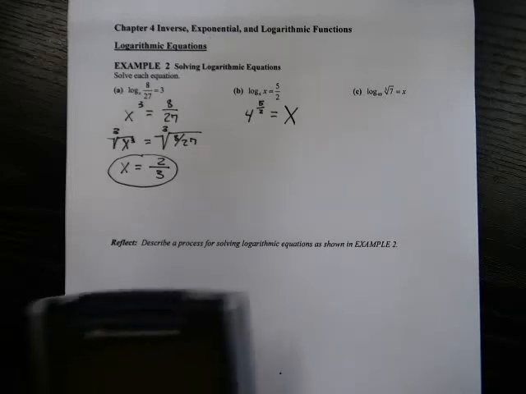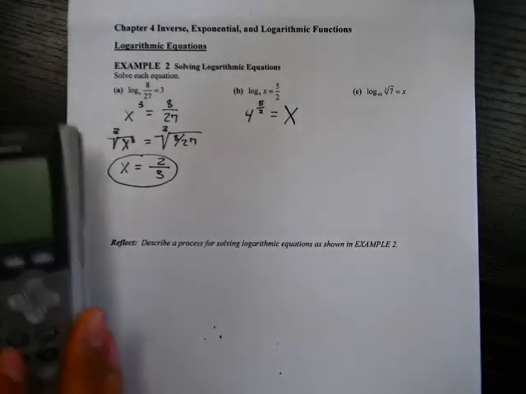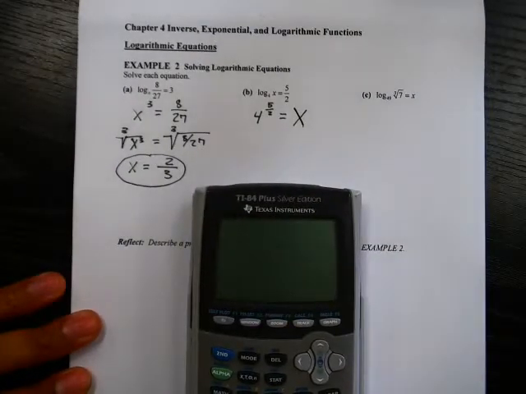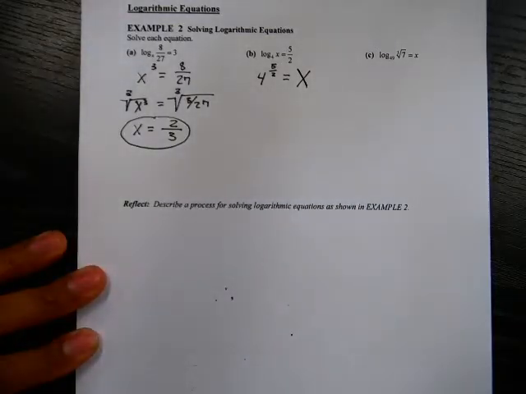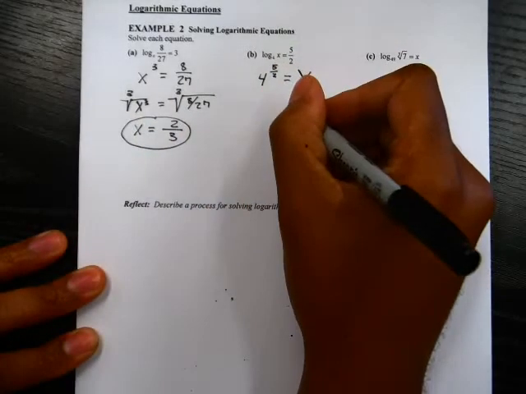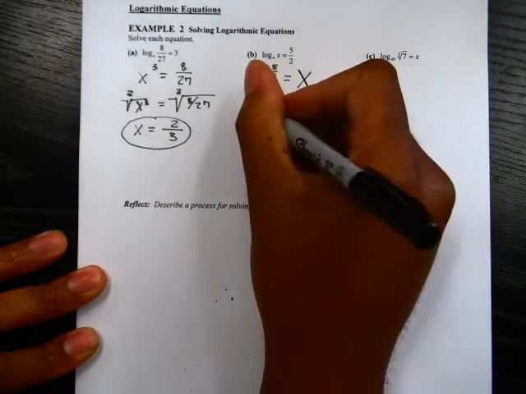Alright, and from here we can use our calculator. We can put in 4 to the 5/2 power. You just hit 4, hit your caret symbol, right here. Left parenthesis, and we say 5 divided by 2. Close your parentheses and hit enter, and I get 32. x is equal to 32.